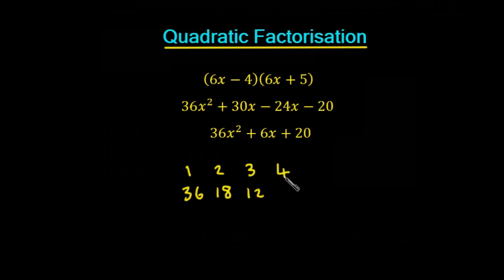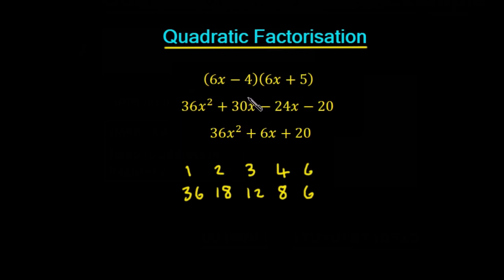So you could have a value of 4 and a value of 8. And finally you could have a value of 6 and a value of 6, so that gives us 36. So all of these numbers multiplied together would give us 36x squared. So this number and this number could be any of these here. So it could be 1 and 36, 2 and 18, 3 and 12, 4 and 8, or 6 and 6. Now we don't know which one it's going to be.